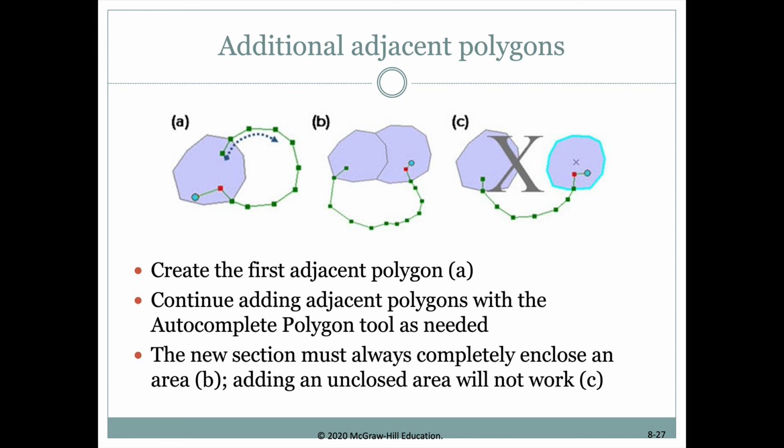So this would not be a good example of when to use the autocomplete polygon tool, and you would probably just want to snap right to the edges of these two different polygons if you were trying to digitize a third polygon that looked like this.